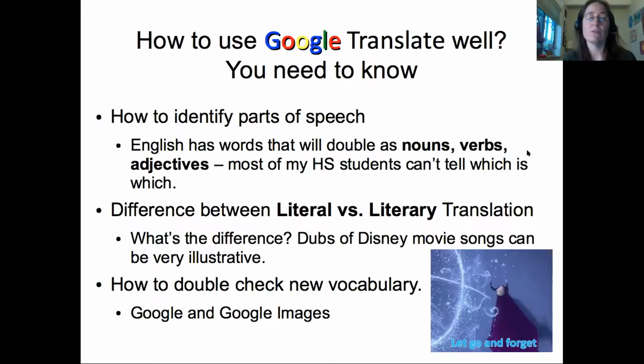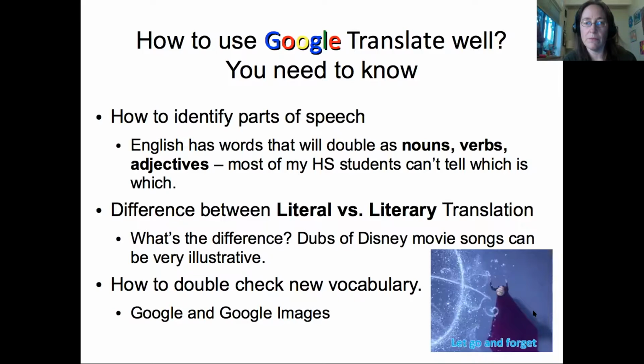A useful resource for me is Disney songs that have been dubbed in English, because they have to go for a literary translation of songs. There's enough of them posted out there that have the literary singable version of the Disney song in the target language that's also then been translated into literal English of what the target language is saying. So for instance, the Russian for "let it go" is "let go and forget." And then I also like to suggest that students use Google Images as their dictionary to make sure that the word they're looking up is the one that they want.